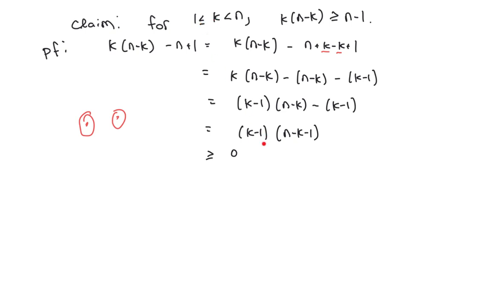Since k is at least 1, this first term is non-negative. And since n is strictly bigger than k, you can check that n minus k is strictly positive, so n minus k minus 1 is also non-negative. The product of two non-negative integers is non-negative. And so this expression is at least 0, which means k times n minus k is at least n minus 1.